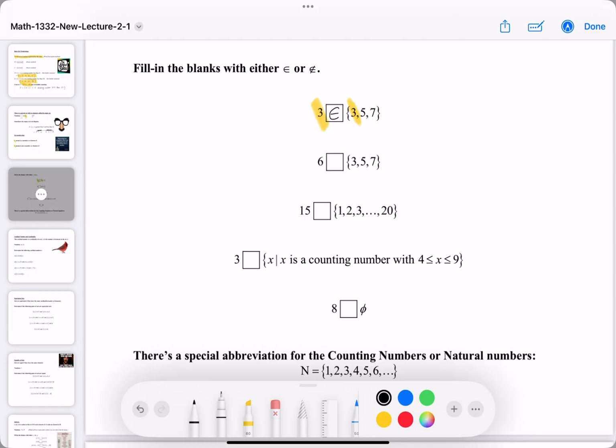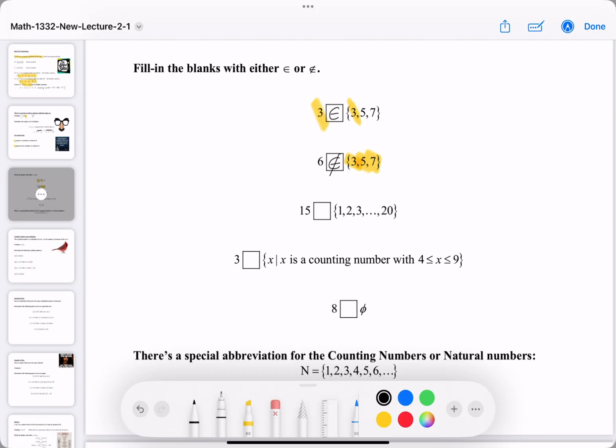So is 6 an element of {3, 5, 7}? In the set on the right, we have 3 elements: 3, 5, and 7. There is no 6. That means I need to say 6 is not an element of the set {3, 5, 7}.